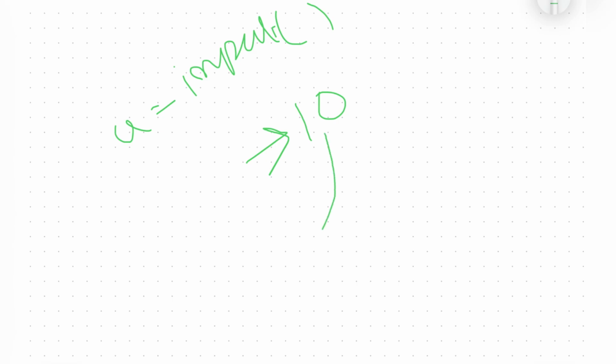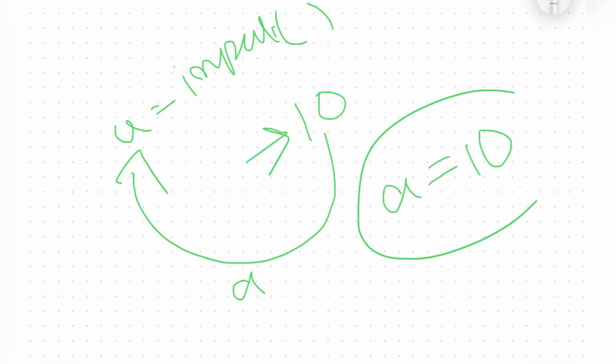Suppose we are entering an input value, and when the user enters a value, suppose 10, the program will automatically assign the 10 to the variable a. Now a will be equal to 10. That's how the input value is given to a variable.